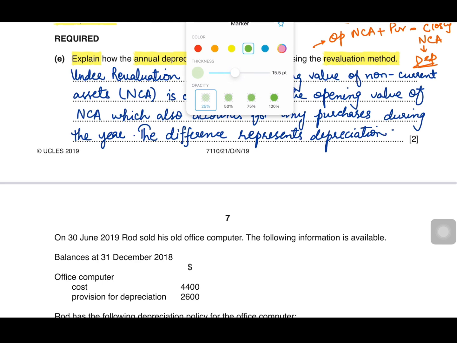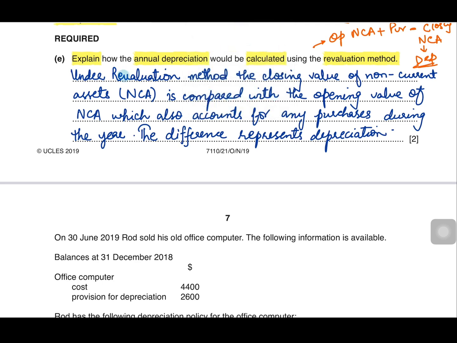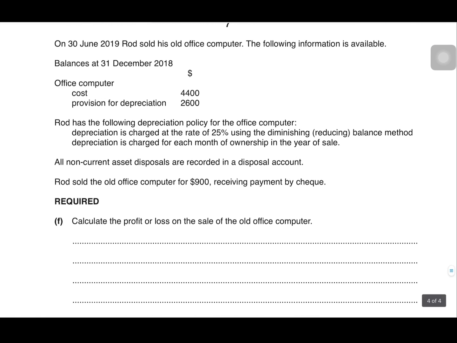Okay, so how can we explain this? We can say that under the revaluation method, the closing value, the year-end value of the non-current assets, is compared with the opening value of the non-current assets, which also accounts for any purchases of that non-current asset during the year. So opening value plus purchases less closing value; compare means that we are subtracting the closing value, and whatever the difference, it represents depreciation for the year, right? Now let's move to part F.